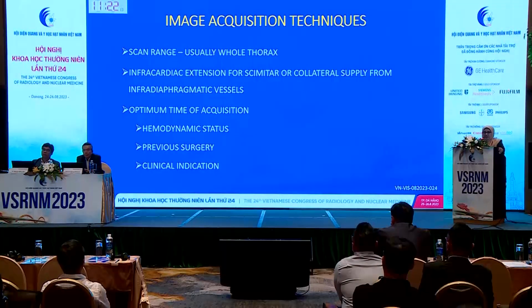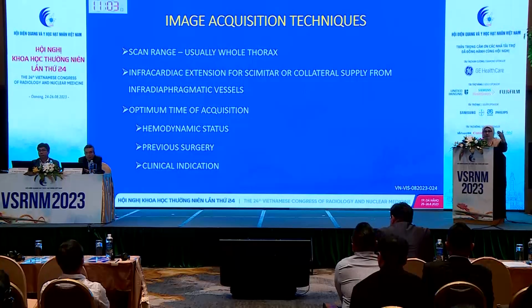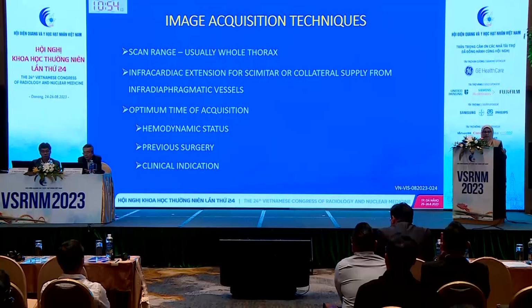Okay, in terms of image acquisition technique, usually the scan range will include the whole thorax. Plus, if you have a situation where you have infracardiac extension, for example in Scimitar syndrome, or collateral supply coming from infradiaphragmatic vessels, it would be wise to have some infracardiac extension, meaning covering the liver. And the optimum time of acquisition will depend on the hemodynamic status, any previous surgery, and clinical indication.